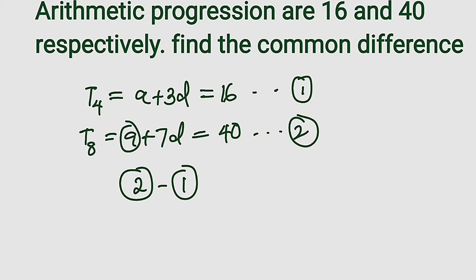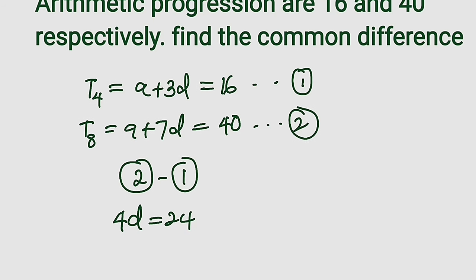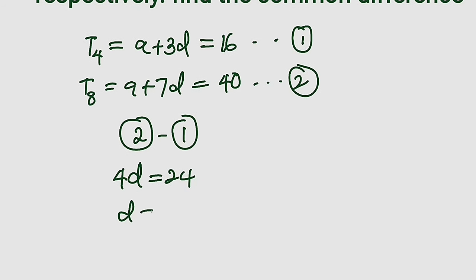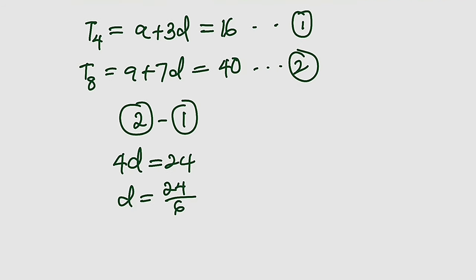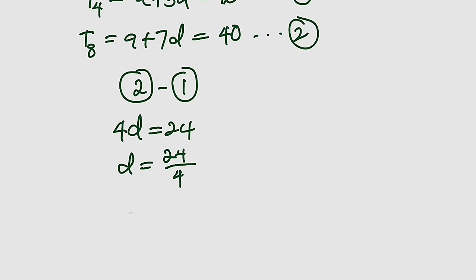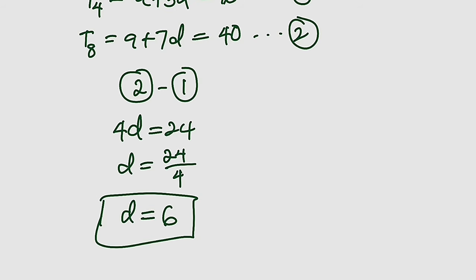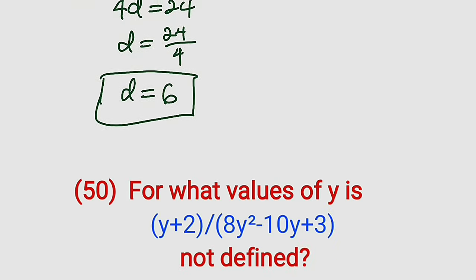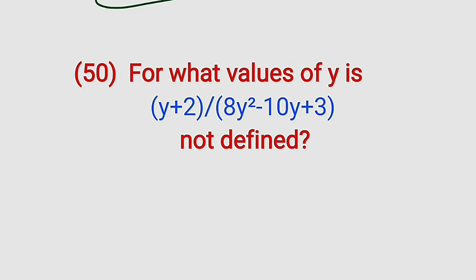A minus A is 0. 7 minus 3 is 4. So we have 4D equal to 40 minus 16 is 24. Then you divide both sides by 4 to get the value of D. And 24, oh sorry, this should be 4, right? And 24 divided by 4 is 6. Therefore, the common difference is 6. As simple as that. Moving on to the last question, which is question number 40.